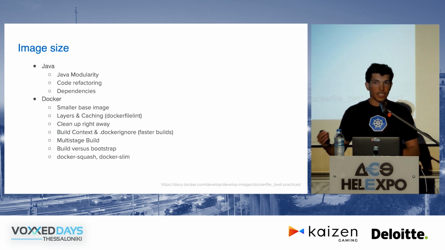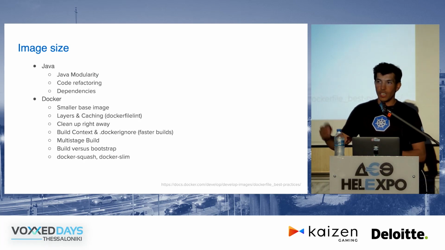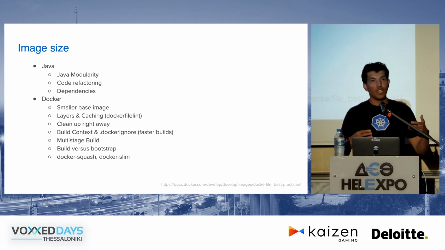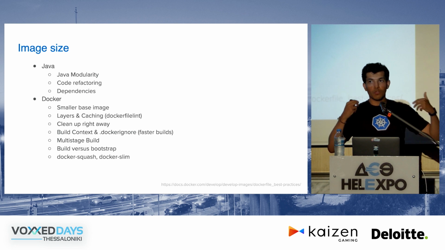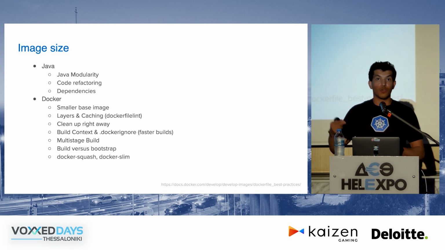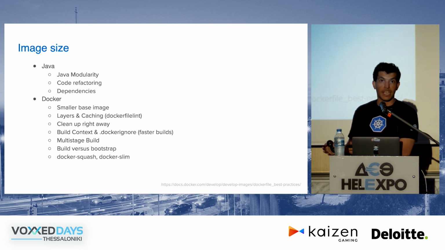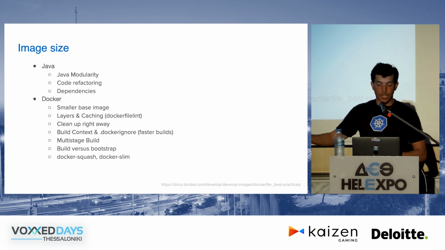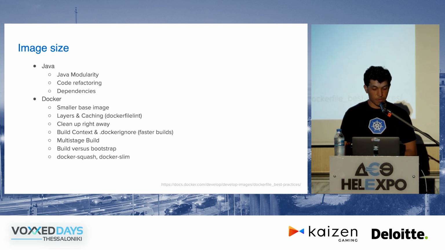Also, cleaning up right away. Generally, when working with containers and creating our Dockerfile, we tend to download an archive, do whatever we want to do with it, extract it, and then forget about this archive inside our image. So removing those kinds of packages once you are done with them helps to reduce the image size.